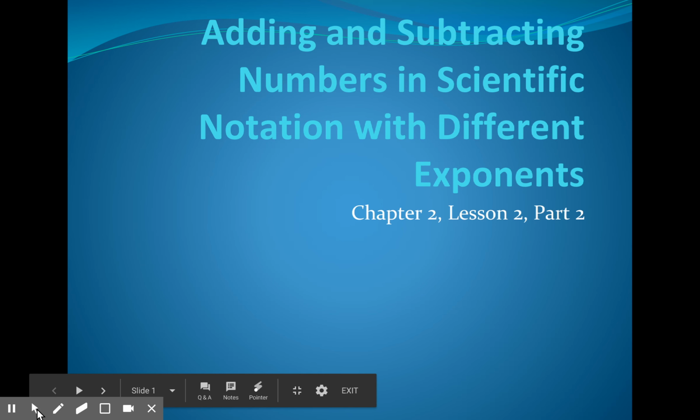Chapter 2, Lesson 2, Part 2. Adding and subtracting numbers in scientific notation with different exponents. We'll have to add in an extra step here.